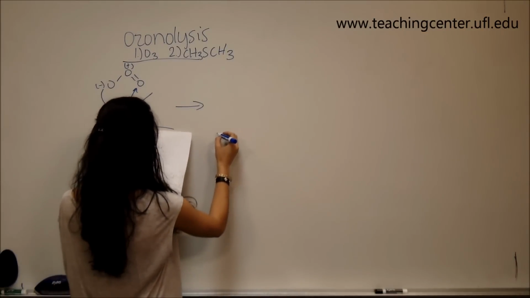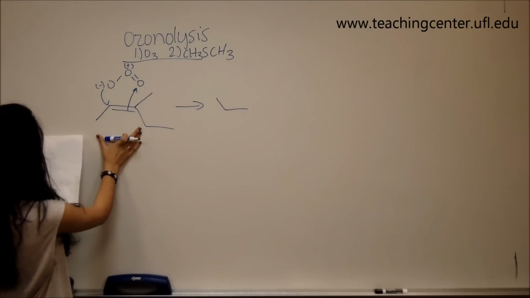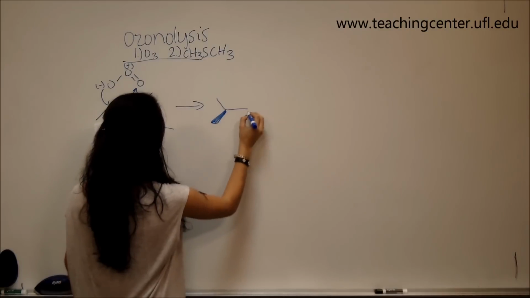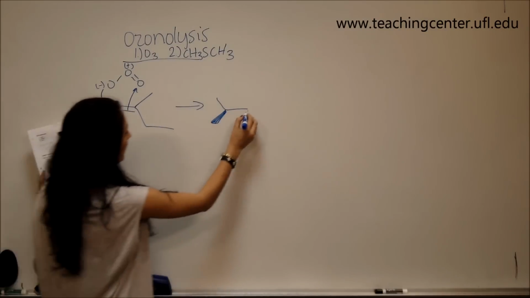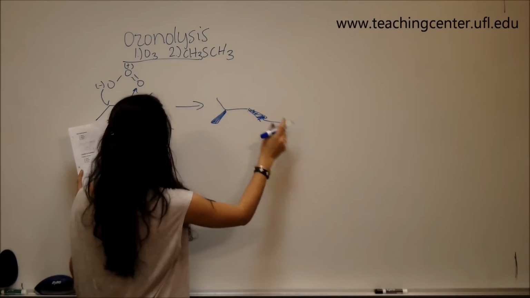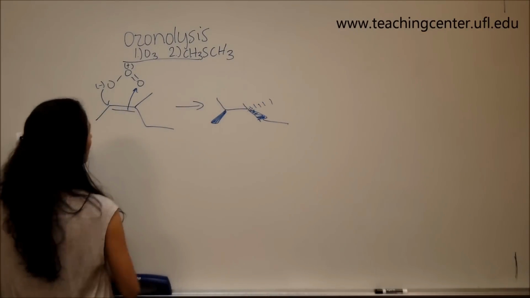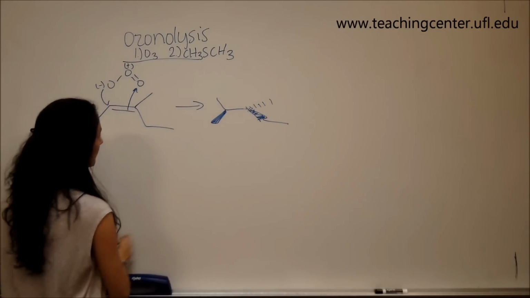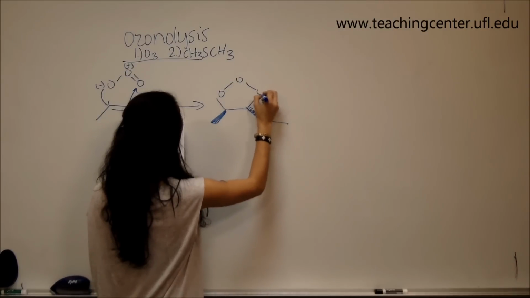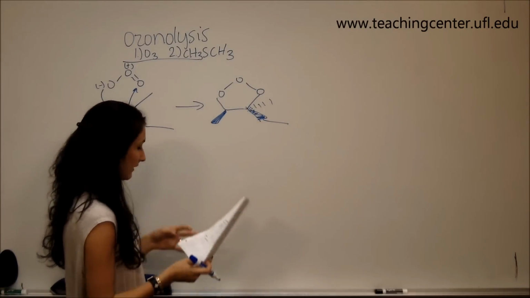Okay, so what you get is, I'm going to do this all in the plane of the paper, so I'm going to show stereochemistry for these. So the things that were down, I'm going to put coming out. So that's the ethyl group. Then you have the methyl group. Oops, sorry. Okay, so then you get this five-membered ring looking thing.